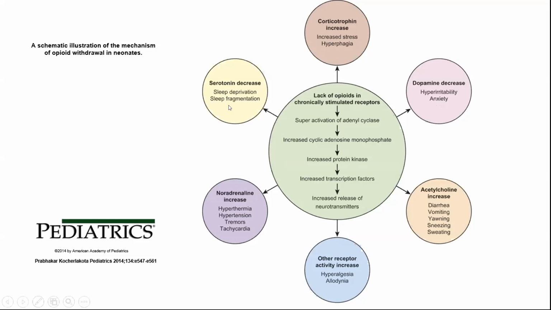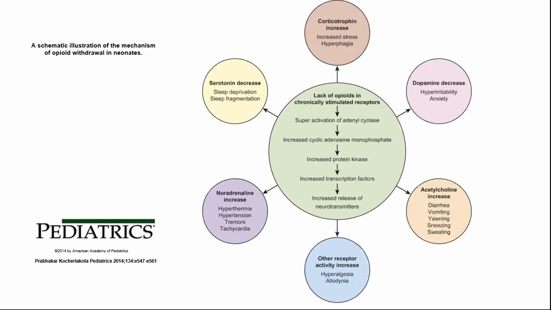A lot of times you go through all these symptoms and say, well, they have diarrhea and they have sneezing. Well, why? If you come over here to the one below to the right, the acetylcholine increase, that's what causes your diarrhea, vomiting, yawning, sneezing. And as we talk about Eat, Sleep, Console compared to Finnegan, none of these things in this box really count for Eat, Sleep, Console unless your diarrhea is so bad that you're losing weight. But they are signs of withdrawal.